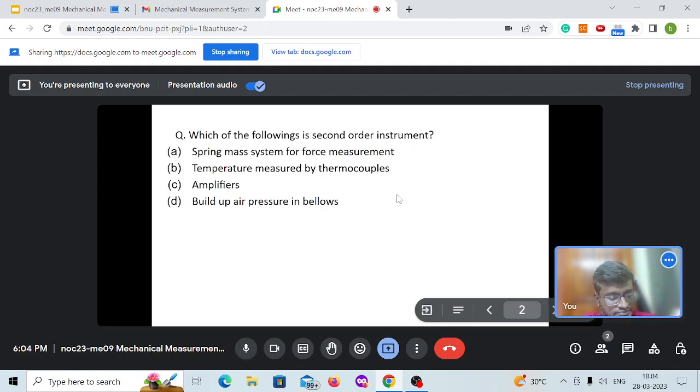So if you see B, we saw in the previous weeks the temperature measurement by thermocouples. These are first order systems. And then we have amplifiers and build up air pressure in bellows. So for this case, the answer is option A.